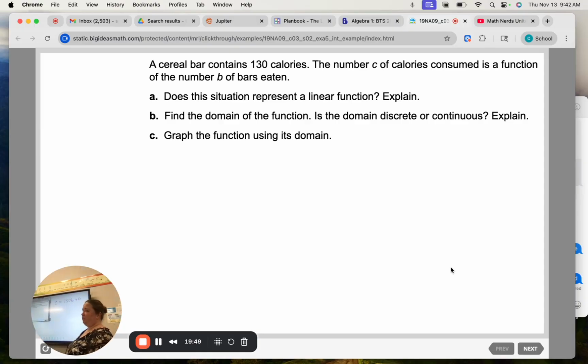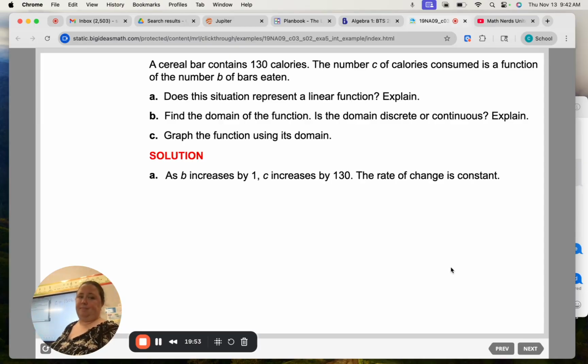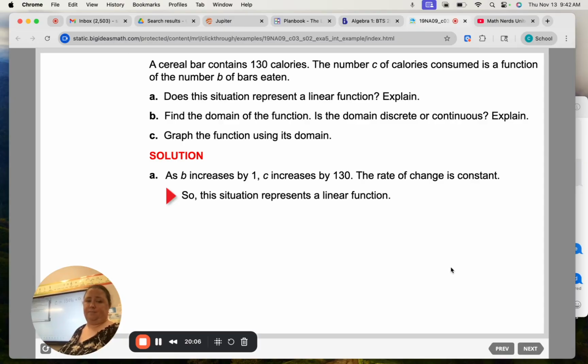Is that a linear function? Yes. So A would be yes, because as it increases by 1 bar, it also increases by 130 calories. All you need to be able to tell me is it's a constant rate of change, or you could say I can write it as a linear function.